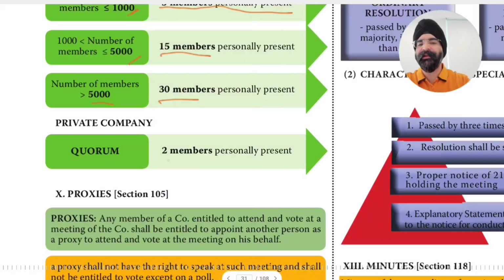In case of a private company, 2 members personally present is sufficient to form the quorum.